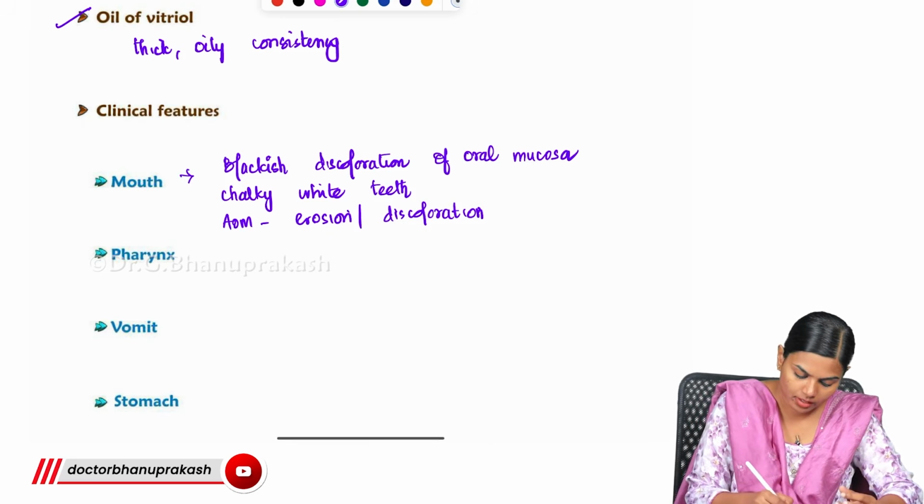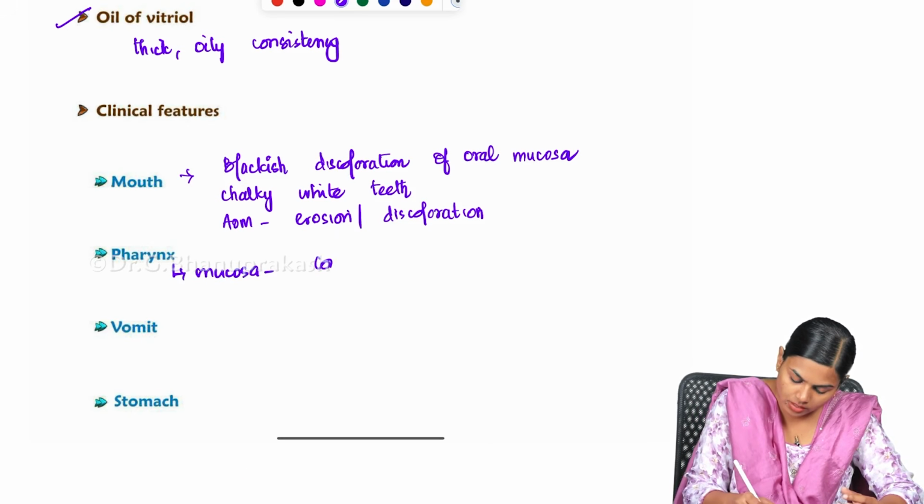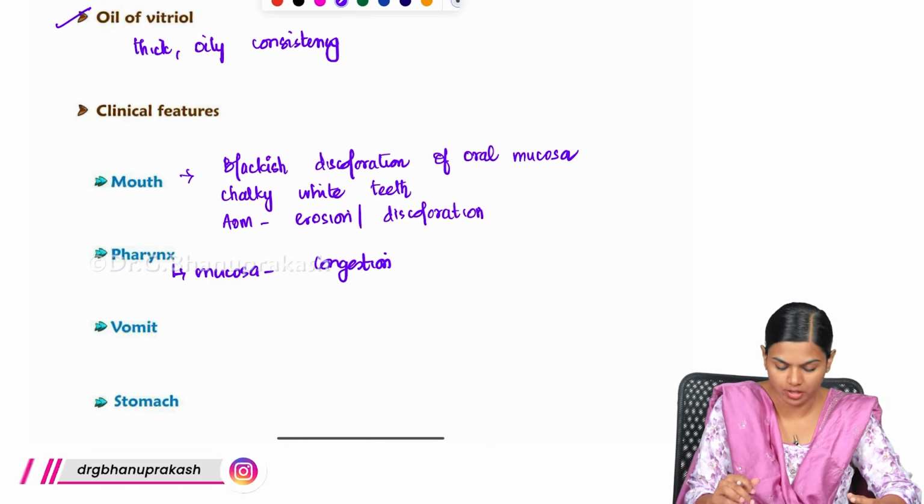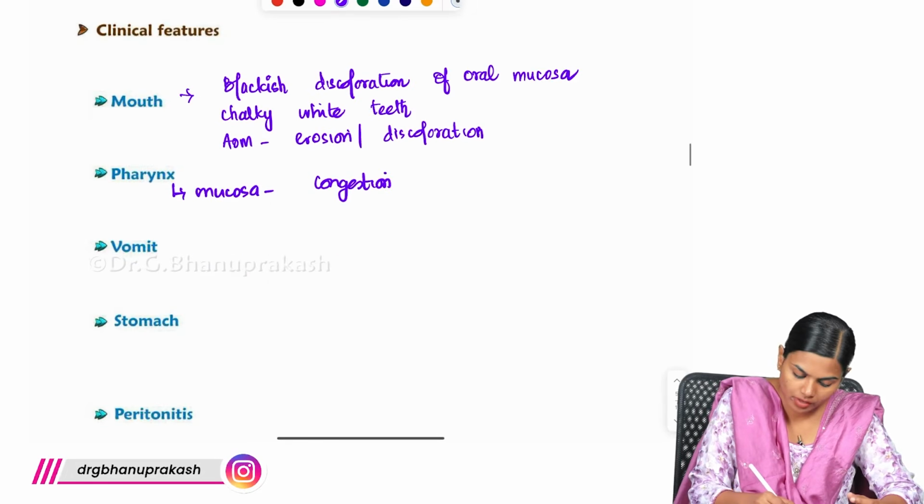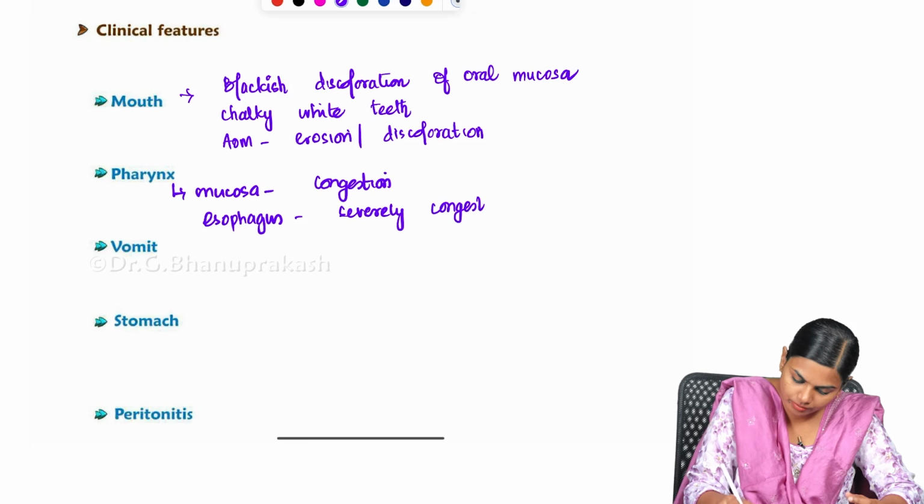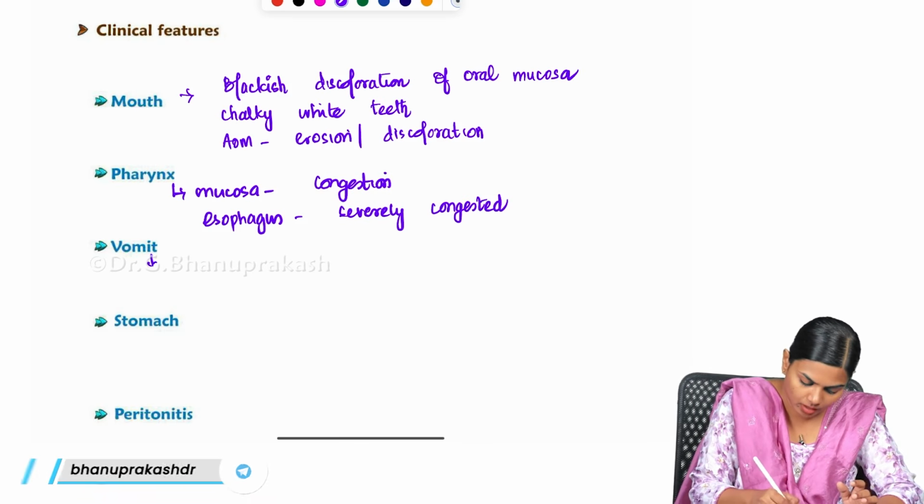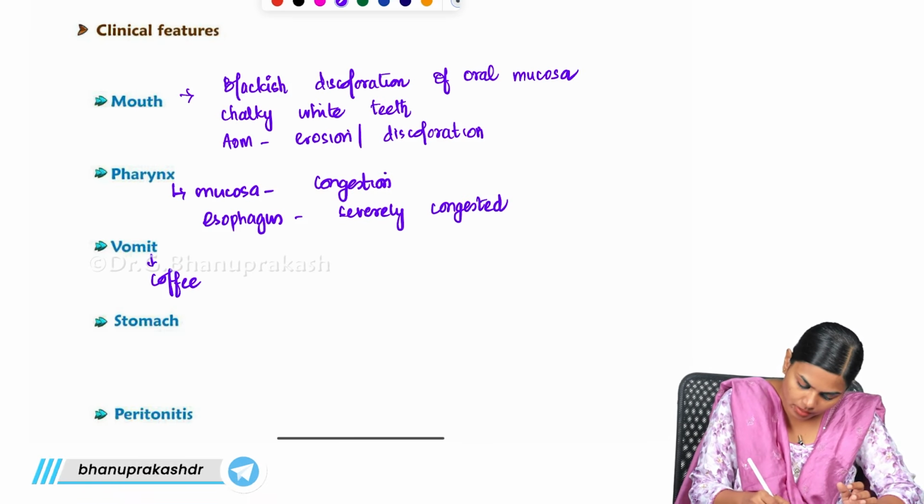This is the mouth. Afterwards, you can see the pharyngeal mucosa severely congested, and the esophagus will also be severely congested. And the vomitus has this typical coffee ground appearance.